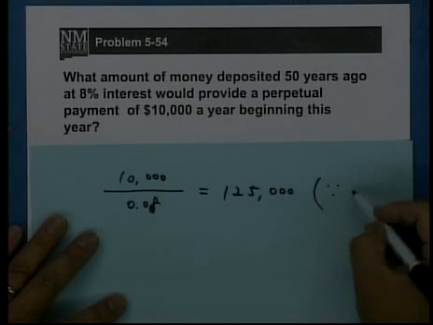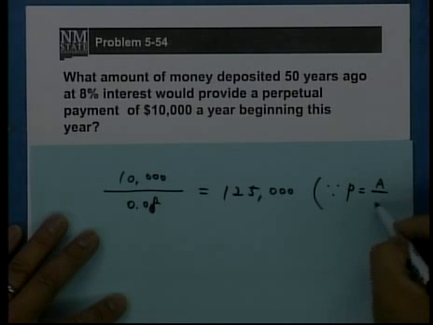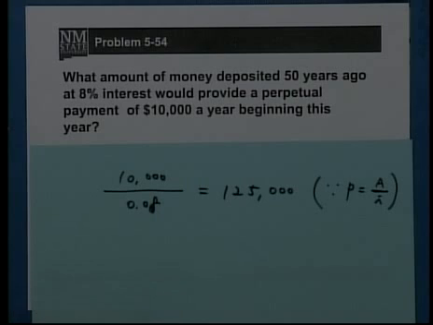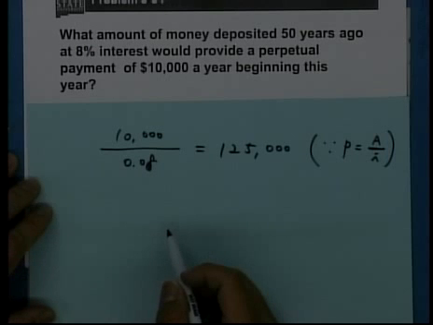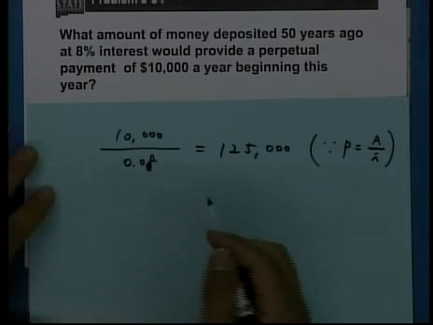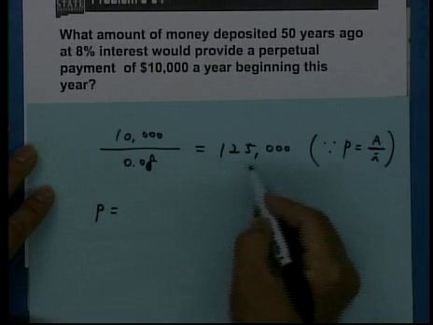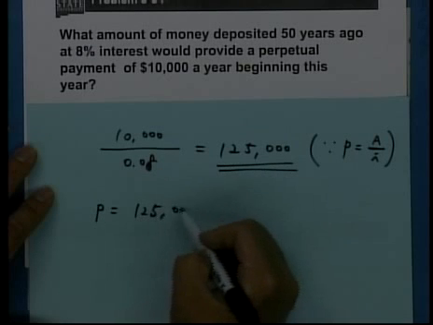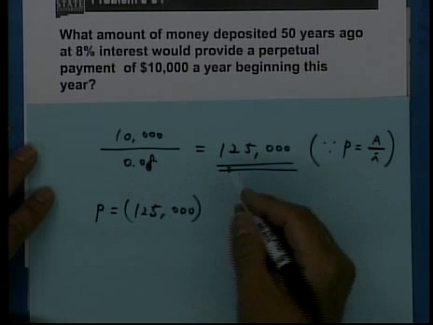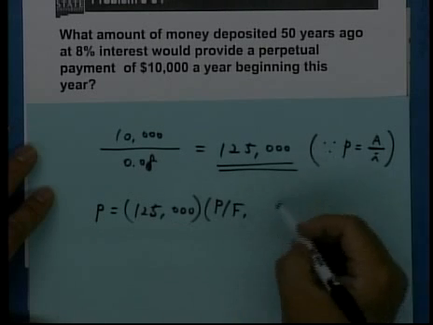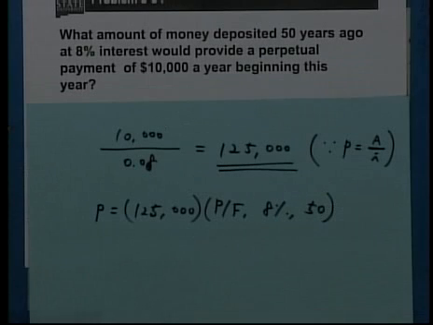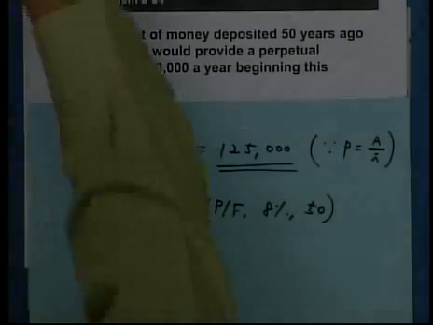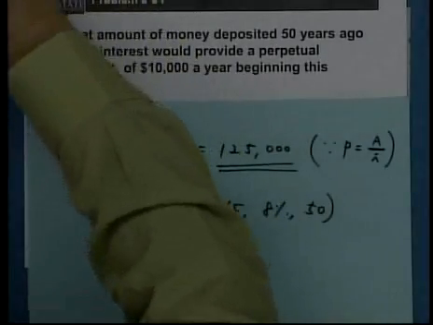Because again, we use the capitalized cost equation, which is P equals A over i, right? And the amount of money that would need to have been deposited 50 years ago at 8% interest rate can be obtained by P equals this number, 125,000 times P given F, right? 8% over 50 years, right? So how much is this? P given F, 8% over 50 periods.